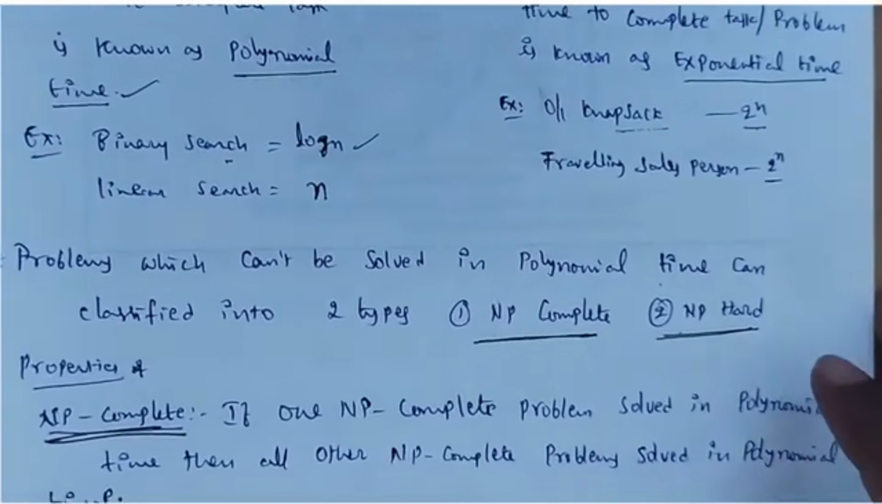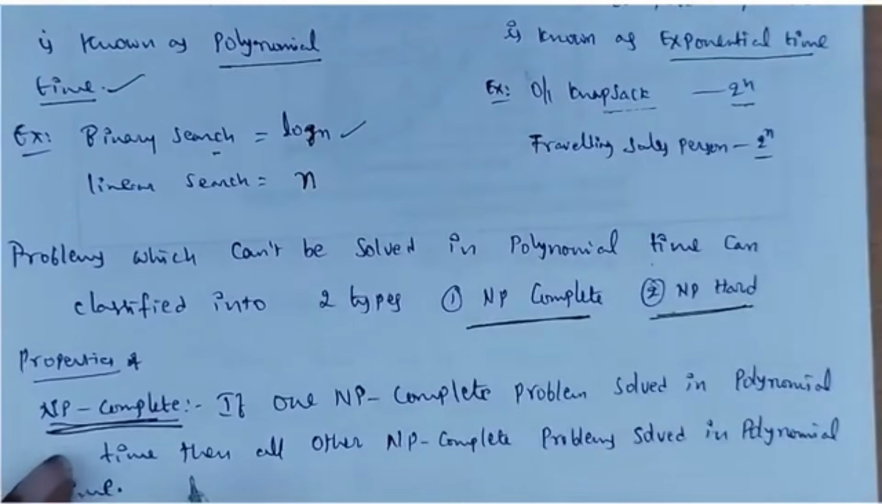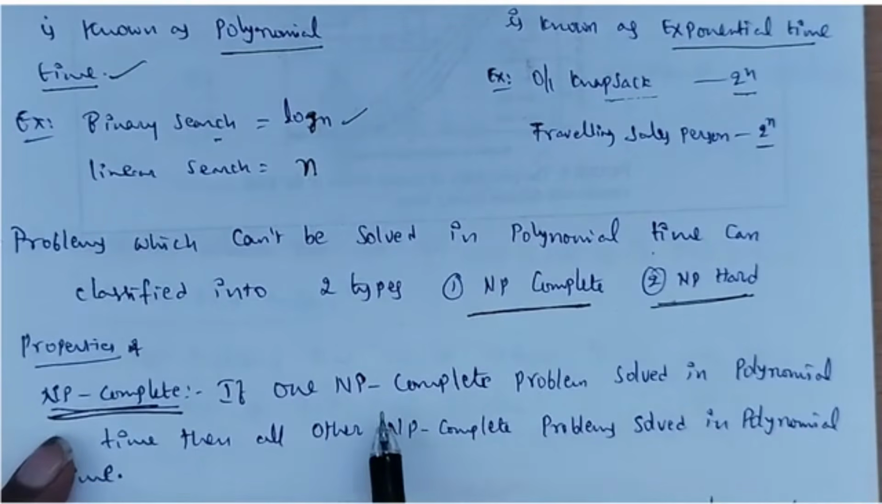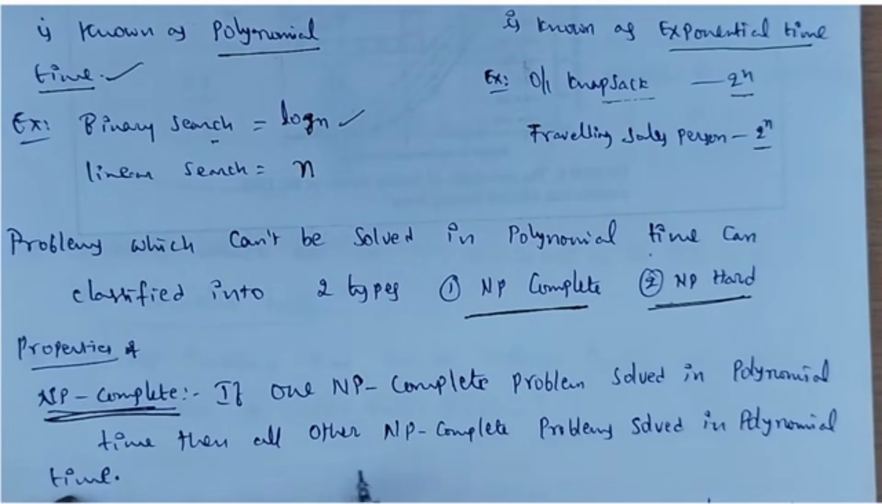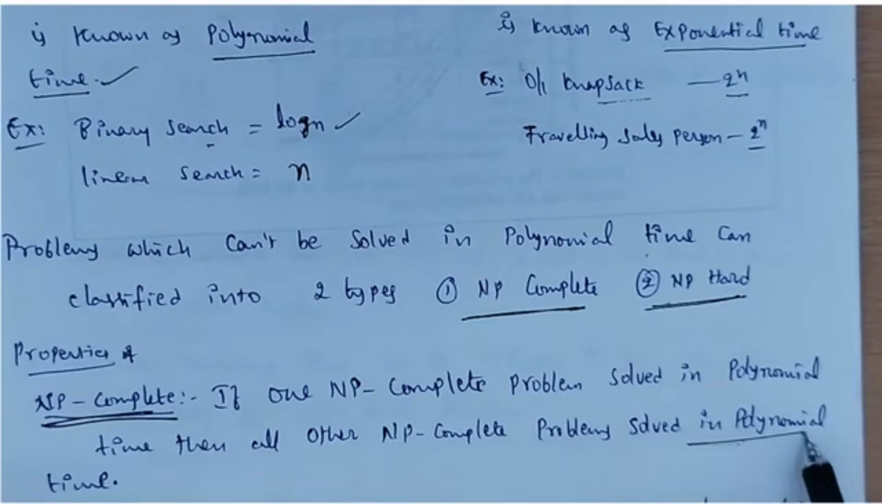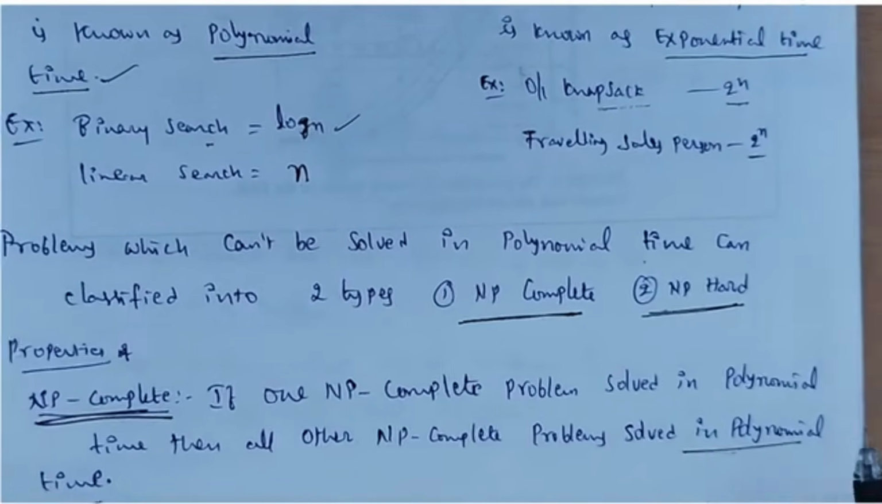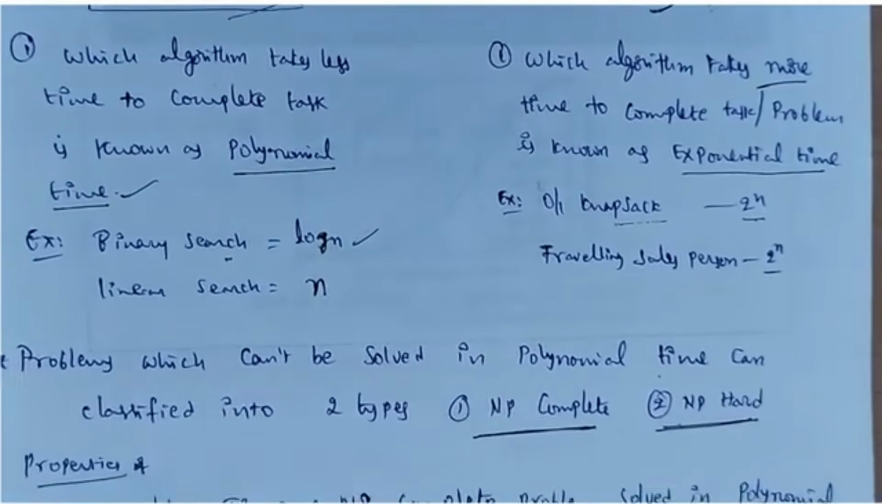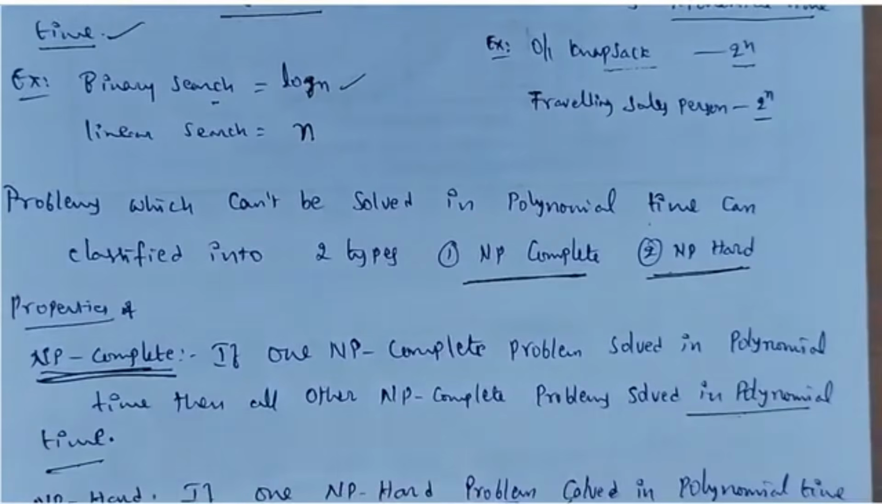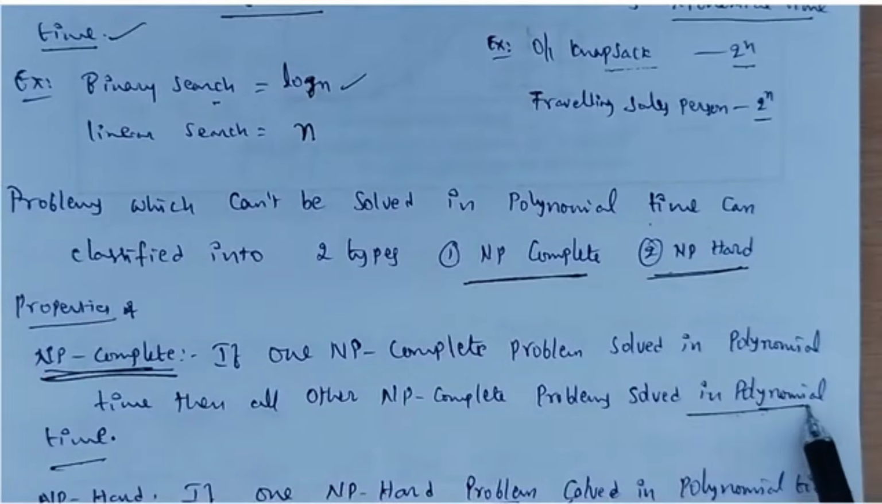See here, NP complete. What do we mean by NP complete? If one NP complete problem is solved in polynomial time, then all other NP complete problems can be solved in polynomial time. That is called an NP complete problem.